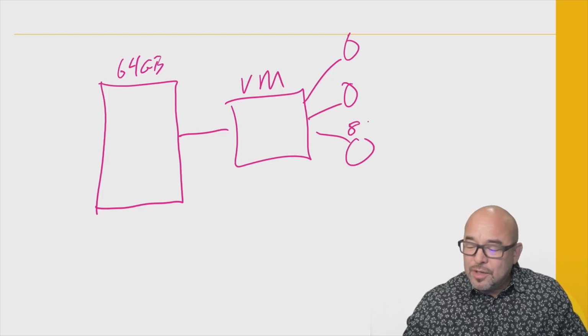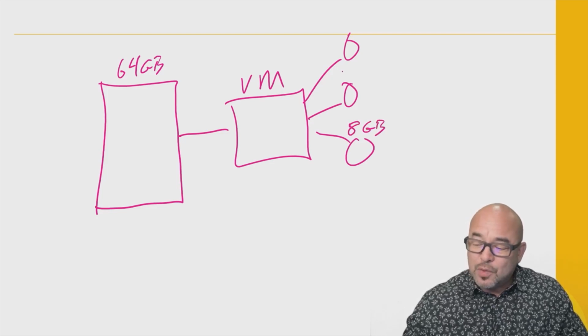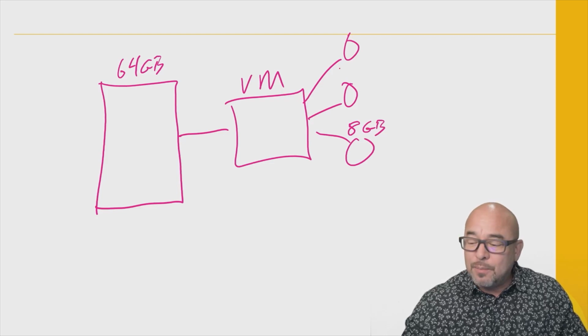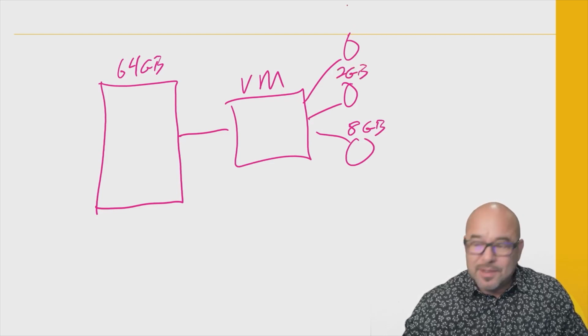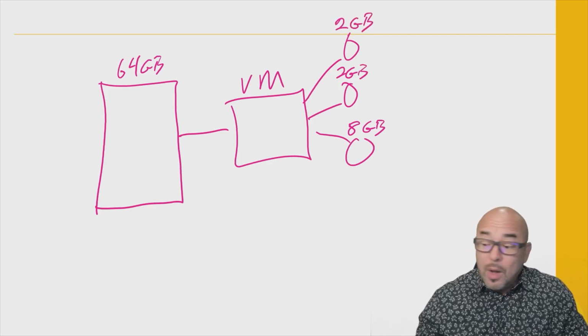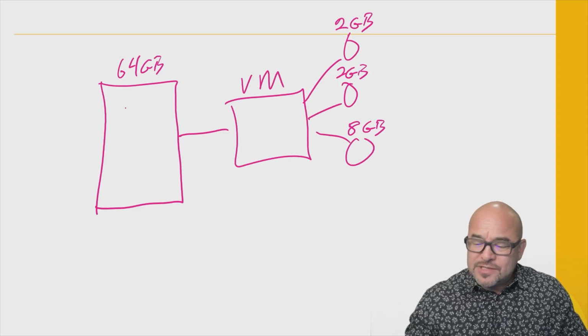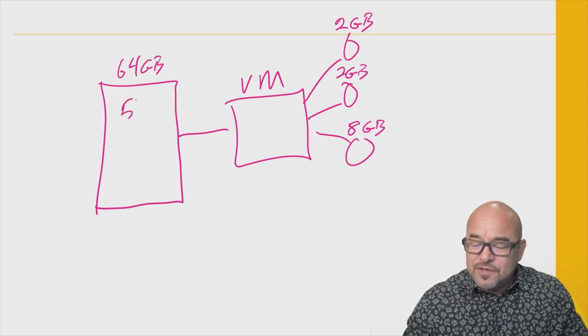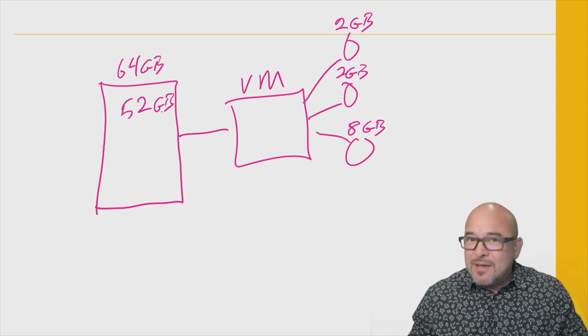And maybe it needs, let's say, 8 gigabytes. Maybe this one's just a Windows 10 computer. It needs 2 gigabytes. And this one over here maybe is a Linux machine that we decide needs 2 gigabytes as well. Well, what is that up to, 12? So does that mean that this over here is actually 52 gigabytes that are left? And how does that get balanced out?